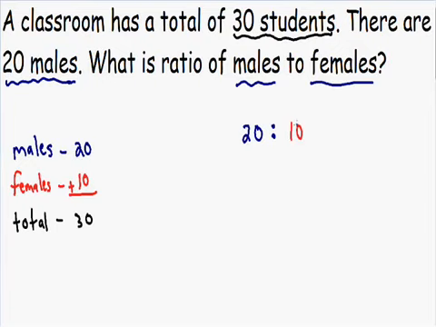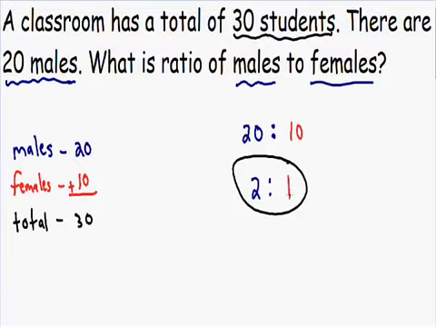But this is not in simplest form. Notice how both of these numbers can be divided by 10 evenly. So that's what I'm going to do right now. If you divide 20 by 10, 20 divided by 10 is equal to 2. And if you divide 10 by 10, 10 divided by 10 is equal to 1. So our final answer is 2 to 1. For every 2 males, there is 1 female.